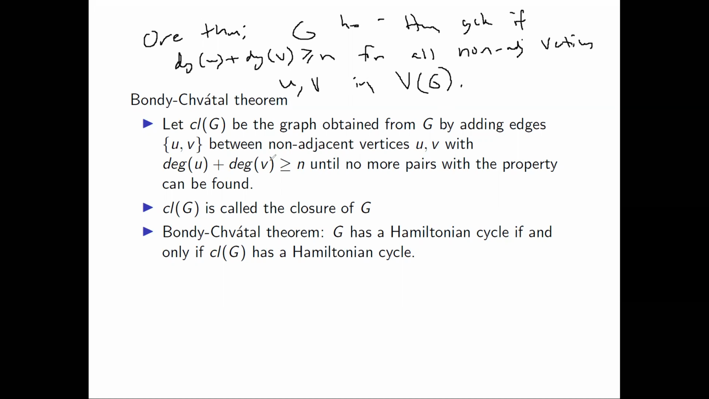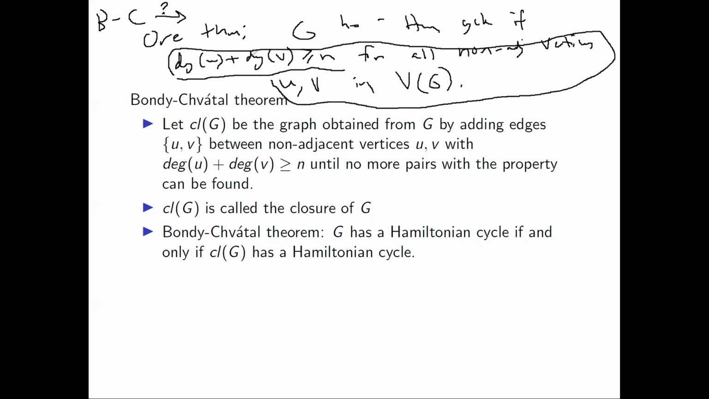And so why does the Bondy-Chvátal theorem imply this? The Bondy-Chvátal theorem tells us that G has a Hamiltonian cycle if and only if the closure of G has a Hamiltonian cycle. So we can consider the graph up here. This graph has degree u plus degree v greater than or equal to n for all non-adjacent vertices u, v in the vertex set.